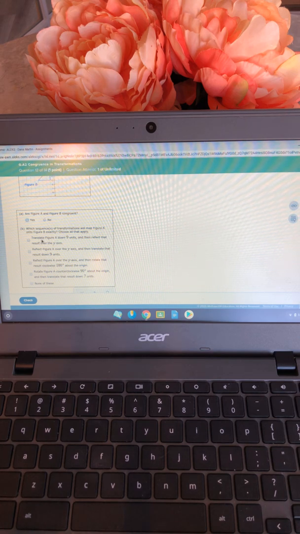And I want you to notice something. Do you see this? Translate figure A down 9. Now go to the next one. Translate down 9. And then this says, then reflect over the y-axis. And this says, reflect over the y-axis. These are the exact same directions. They just said to do translate first and then reflect, instead of, in this one they said reflect and then translate.